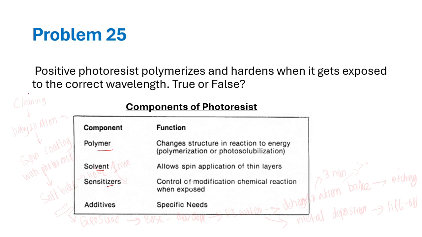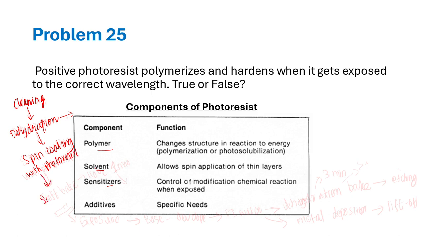So if you see the process in which we transfer a pattern to wafer, the first will be cleaning the surface of the wafer. Then we will do dehydration bake. So dehydration bake we will do using hot plate. This is to remove all the moisture from the surface, so that there is no moisture left. Then we will do spin coating of the wafer with photoresist. After spin coating, we will do a soft bake.